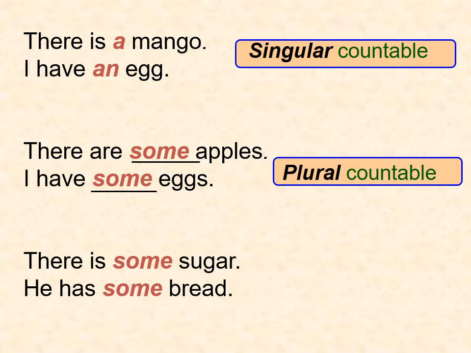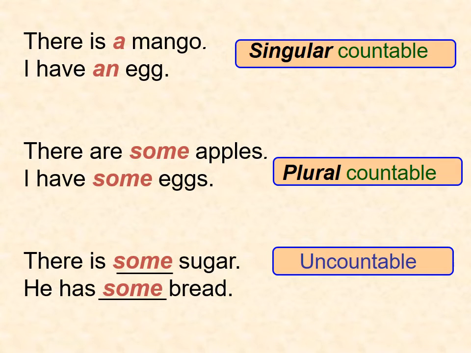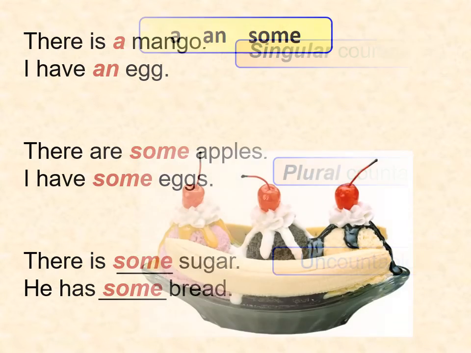What about there is some sugar? Sugar is countable or uncountable? No, it's uncountable. He has some bread. Bread is countable or uncountable? Uncountable. So I use some with the plural countable or the uncountable.